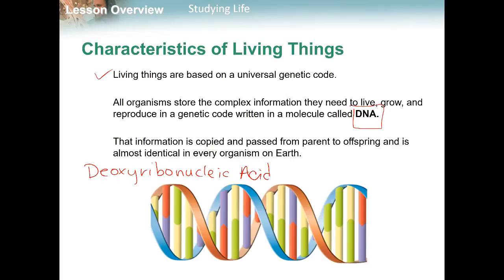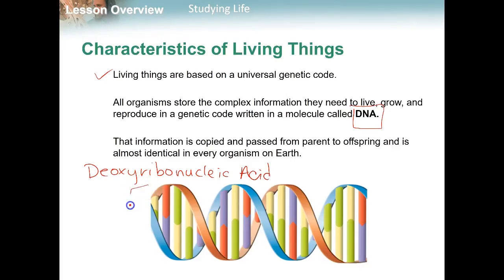So this information in DNA, because of its structure, can be copied and passed from parent to offspring, from one generation to the next. And it's similar in many of the organisms on Earth. Chimps are 99% genetically identical to humans. That 1% gives us the ability to think, reason, and be the apex species.